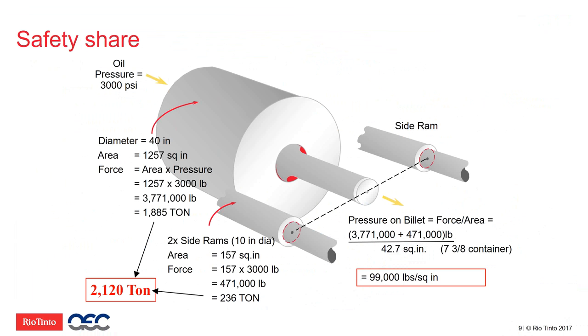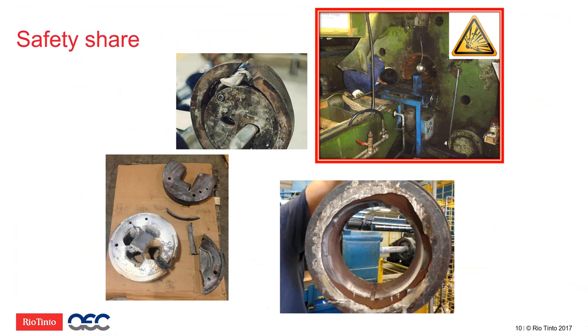So first, I always like to start this presentation with a quick safety share. Don't worry about all the numbers that you can see here on the screen, but this is just a quick illustration that although the oil pressure in the hydraulic system of the press on the top left is about 3,000 to about 3,500 PSI in general, the pressure available on the dummy block is actually much higher than this. And that's very important. So the hydraulic pressure times the surface area of the main cylinder, as well as the side rams, equals the pressure on the billet face on the front of the die, and that is a huge number. We're talking roughly about 100,000 pounds per square inch. So this is a tremendous amount of pressure, which you can see here, a picture is always worth a thousand words, right?